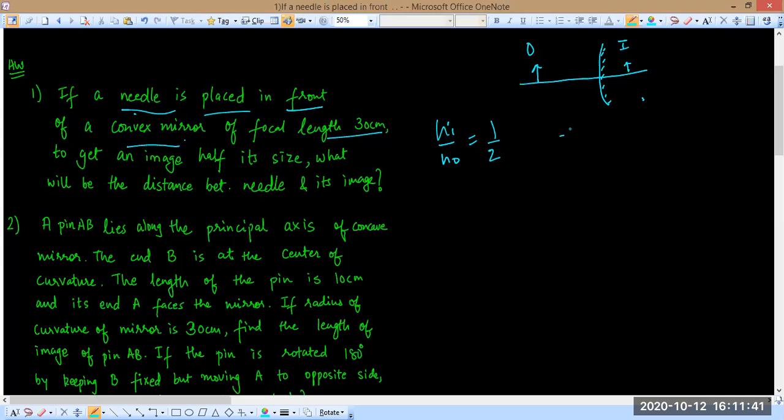And we will have minus v by u is 1 by 2, and then you use this relation in the mirror formula to find out everything. The correct answer is 45 centimeter, the distance between these two, right? That's your final correct answer.